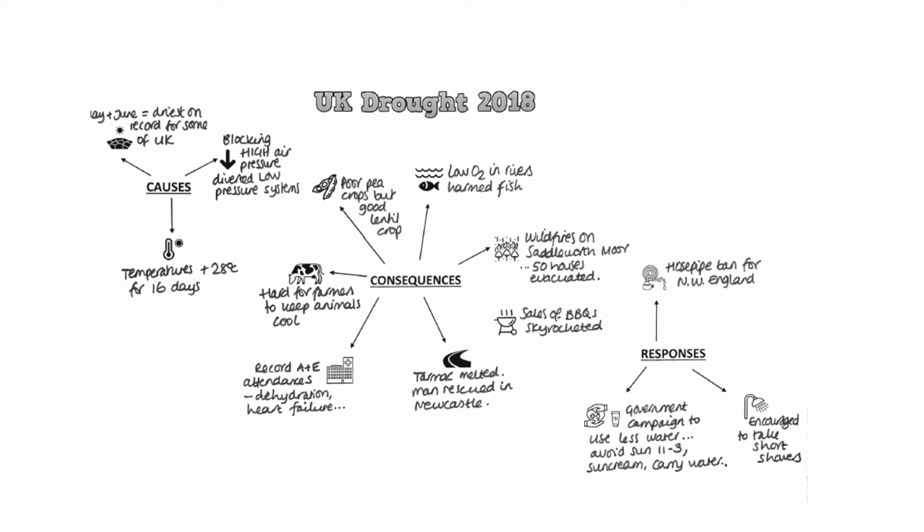In response, the government introduced a hose pipe ban for Northwest England. They were not allowed to use their hose pipes to water their garden or wash their cars for a period of time to reduce luxury uses of water, reduce the amount of water they were using. People were encouraged through campaigns to take short showers and to use less water and avoid the sun between the hours of 11 and 3.